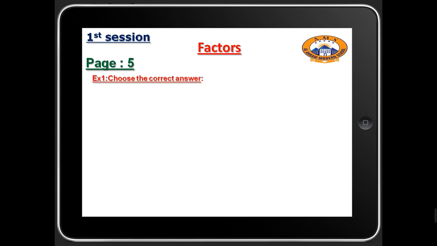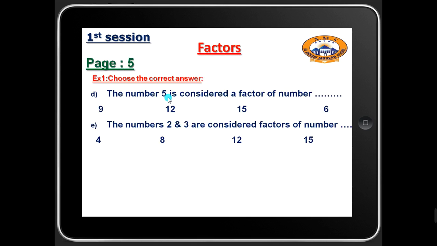Please open page 5. Choose the correct answers of the following. The number 5 is considered a factor of a number. So which of the following numbers is divisible by 5? This is so easy. 15, I can divide it by 5, and the answer is going to be 3. So 5 is considered a factor of number 15.